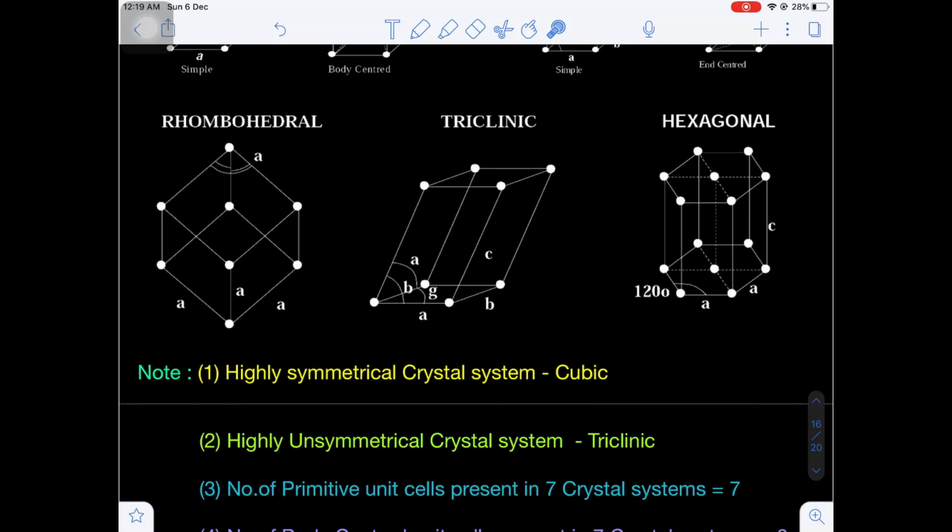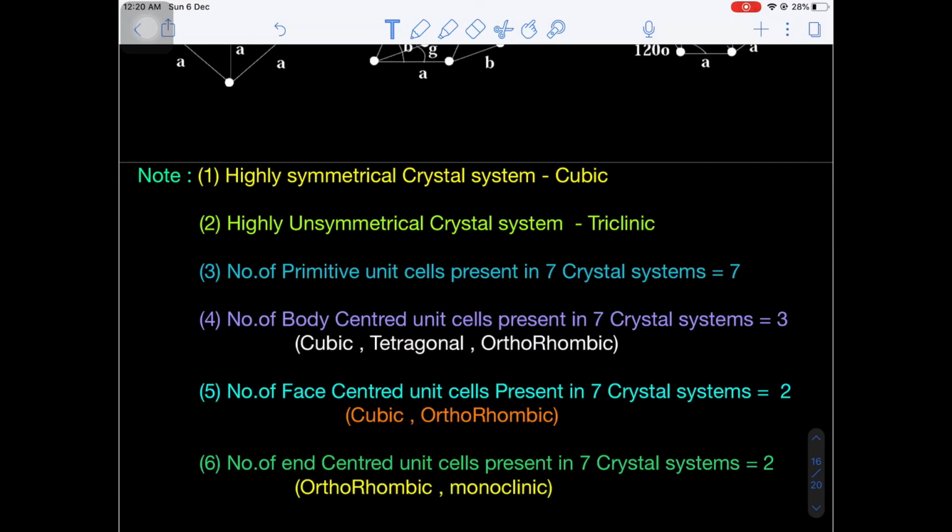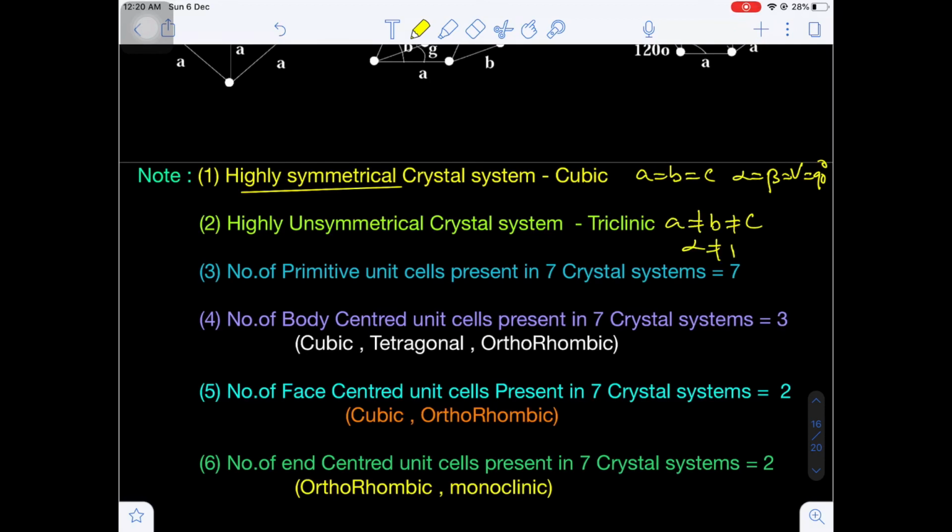Yes or no? Now here, if you see, highly symmetrical crystal system will be the simple or primitive cubic. In simple cubic, what happens? A equal to B equal to C, and alpha, beta, gamma equal to 90. This is highly symmetrical system. This will be the objective question. And highly unsymmetrical system, that will be the triclinic, which is A not equal to B not equal to C, and alpha, beta, gamma not equal to 90. Highly unsymmetrical system will be triclinic, and highly symmetrical system will be the cubic system out of the 7 crystal systems.